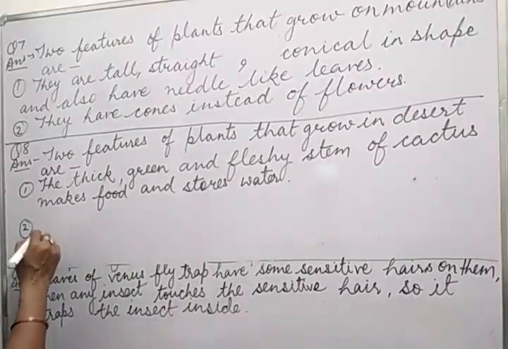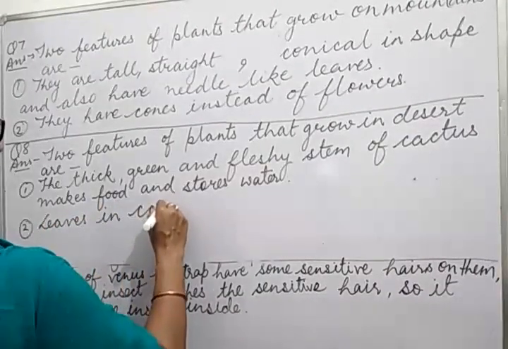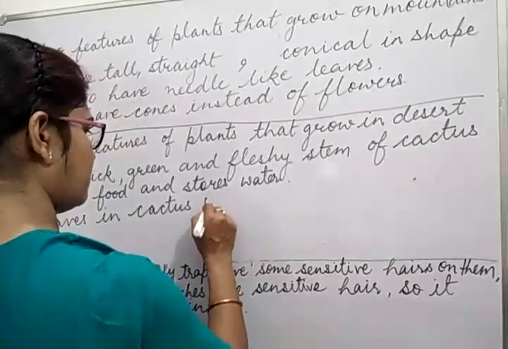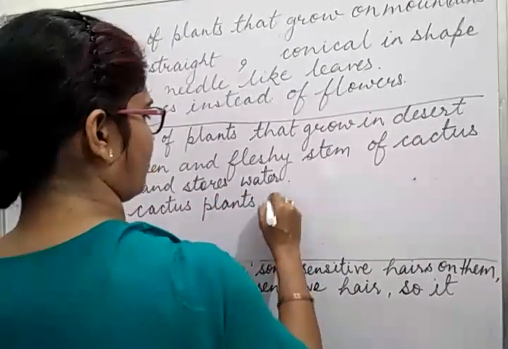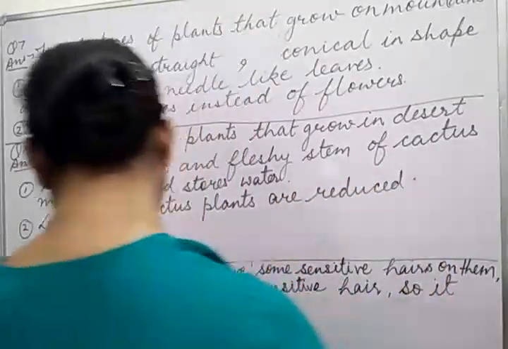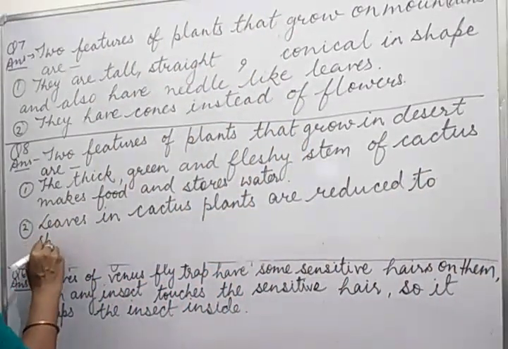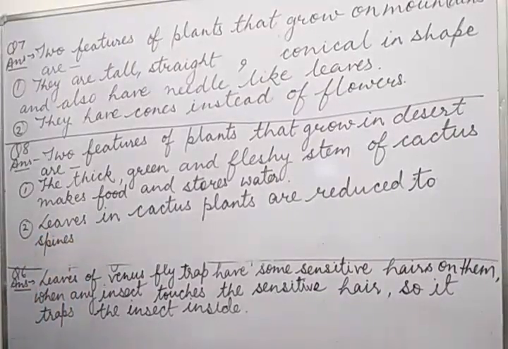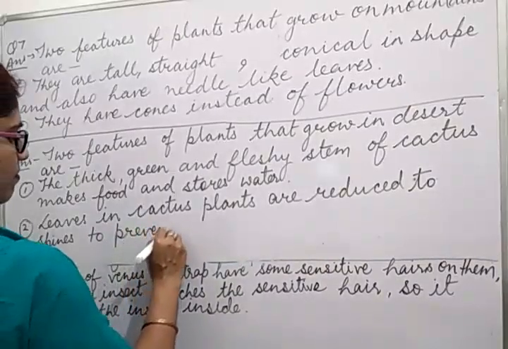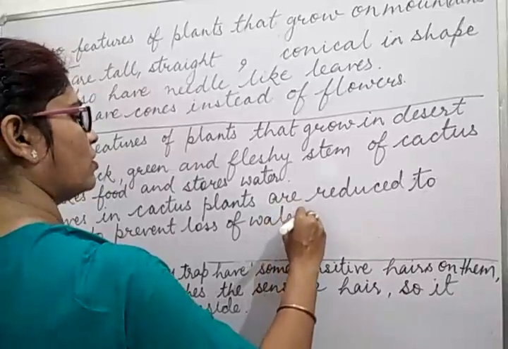So we will write: leaves in cactus plants are reduced to spines to prevent loss of water.